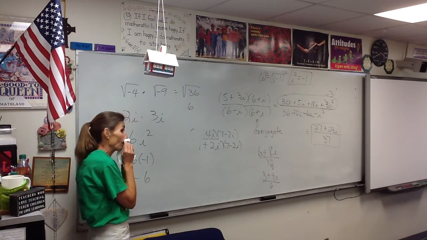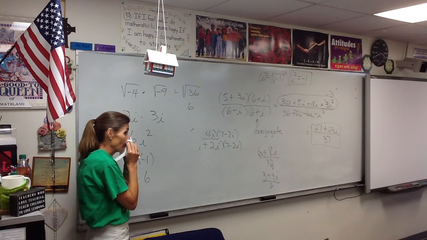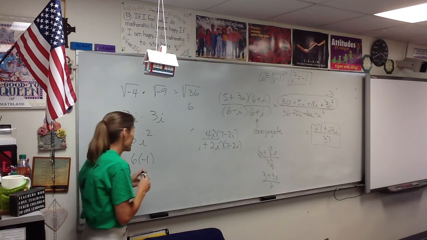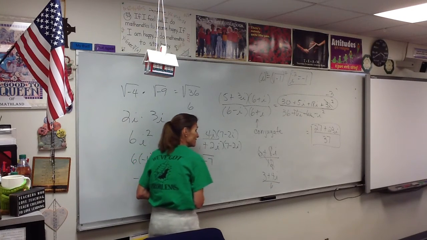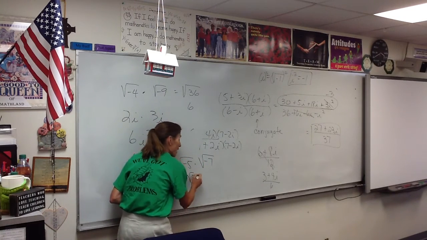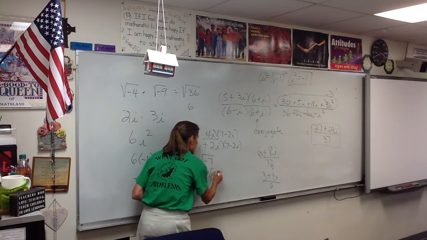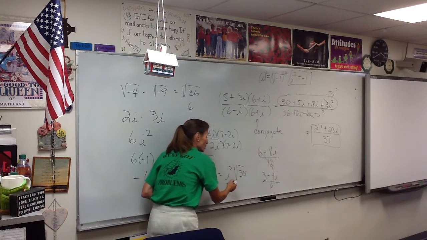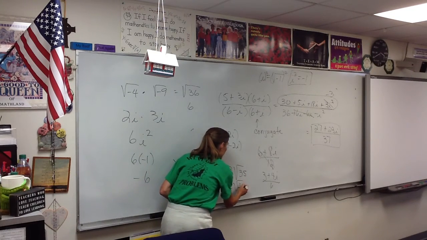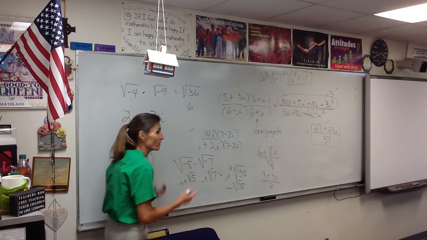So like, what if they weren't perfect squares, like 4 and 9? What if there was 5 and 7? Then if you had the square root of negative 5 times the square root of negative 7, you'd have i root 5 times i root 7, which would be i squared root 35, or negative root 35. It just isn't a perfect square, it's just a radical.